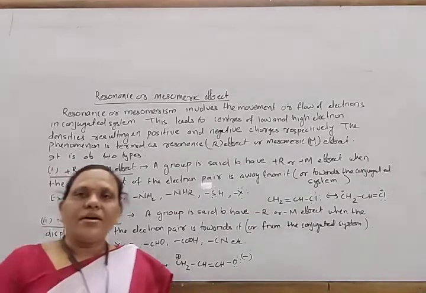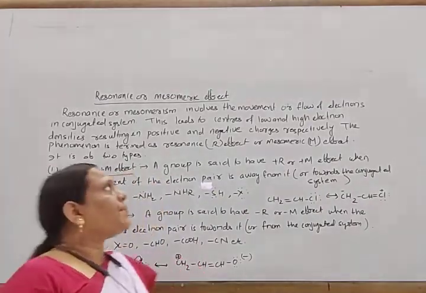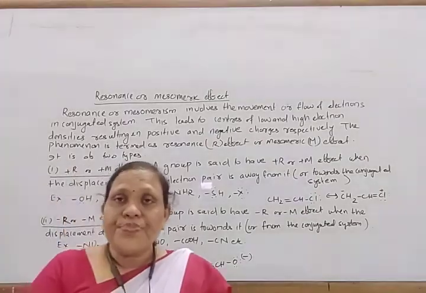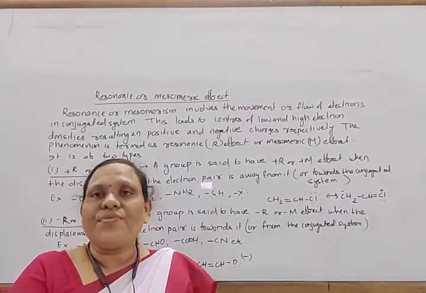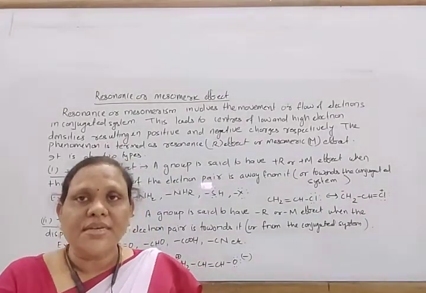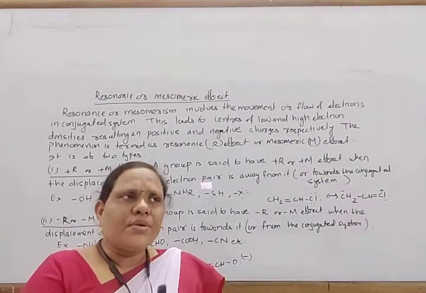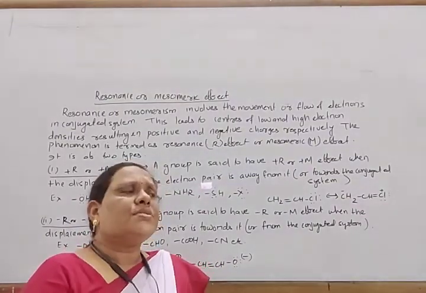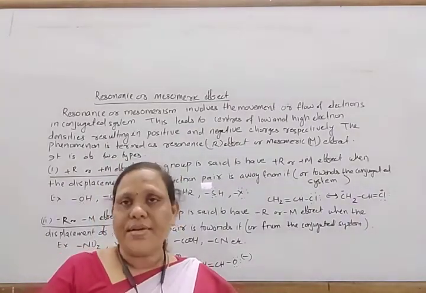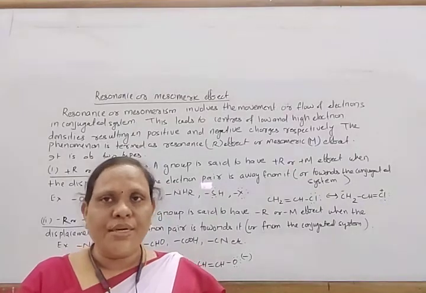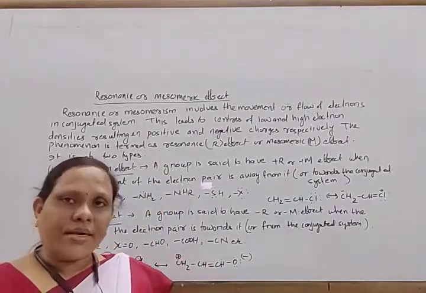Next, come to the types of resonance effect. Okay, so what is the resonance? You know, due to resonance, there is flow of electrons. Due to this flow of electrons, some positive charge or negative charge develops on some atoms. So this effect is known as resonance effect or mesomeric effect. This is again classified into two types: one is plus R effect, another is minus R effect.